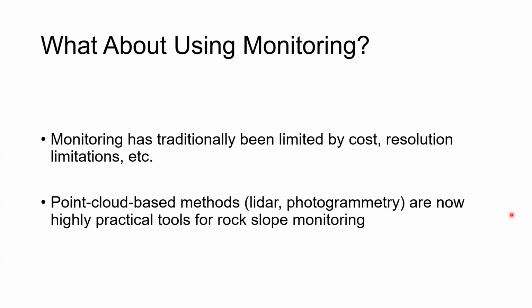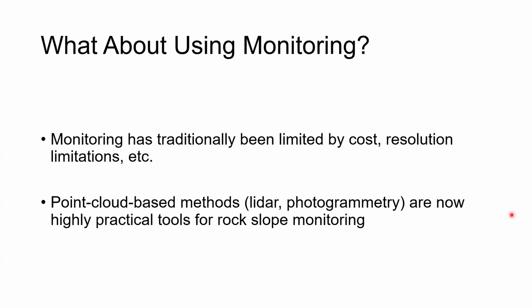So I think many of you may be able to see where this is going. What about using monitoring as a way to assess the hazard? And when we think about monitoring historically for rock slopes, it's traditionally been limited by cost and, importantly, resolution limitations. And what I mean by that is that the traditional approach might be to go out and put individual point sensors out on the slope, like a crack meter or a strain gauge or something. And of course, unless you can predict exactly where the rockfall is going to happen, that's not necessarily going to be super useful for you.